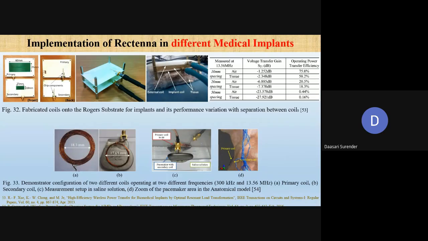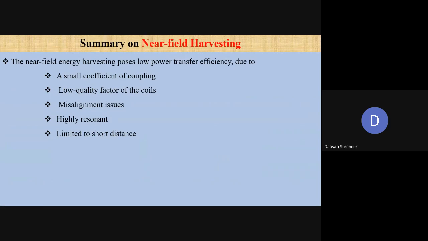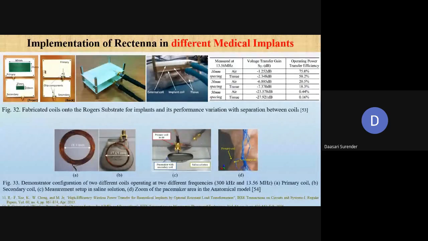That is, the efficiency is 75% with 10 mm spacing. When the spacing is increased from 10 mm to 20 mm, with those two placed in air medium, the maximum power transfer efficiency is 20.5%. And when the spacing is increased from 20 mm to 50 mm, the power transfer efficiency is further reduced to 0.44%. And when one is placed near the tissue and the other one is placed within the tissue, the transfer efficiency is further reduced with the increase in spacing.